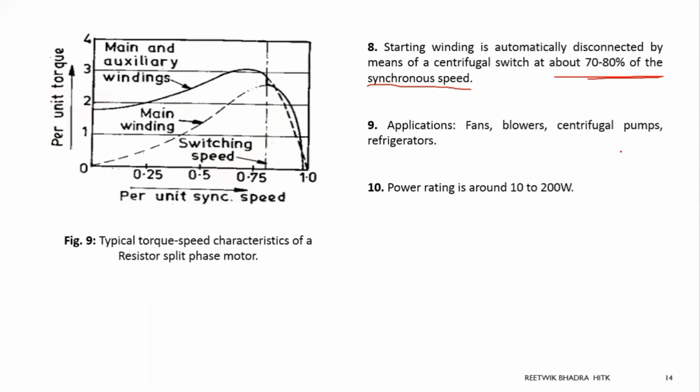What are the applications? Fans, blowers, pumps, refrigerators, all household or office applications. The small fans which you get, some fancy fans are there, those all are operated from your induction motor. And the power range is around 10 to 200 watt.